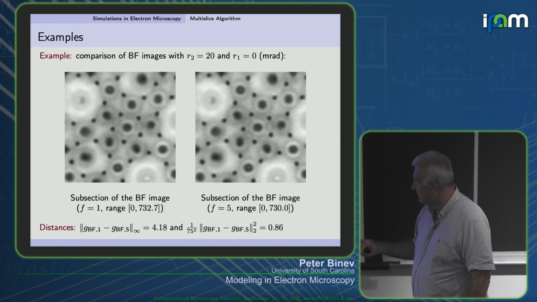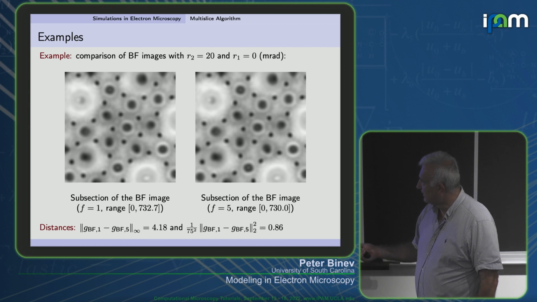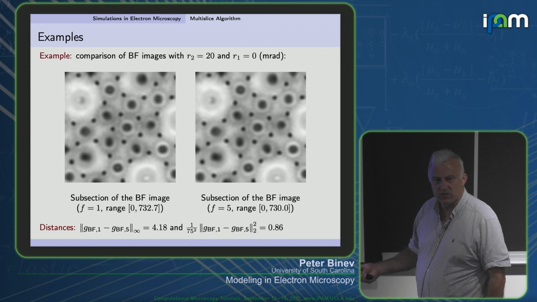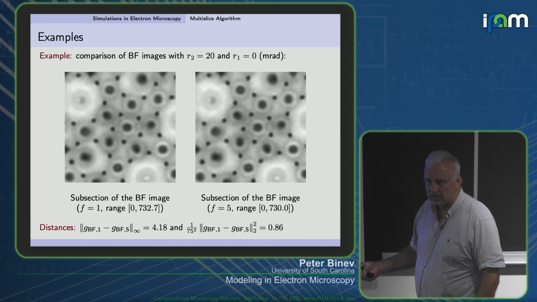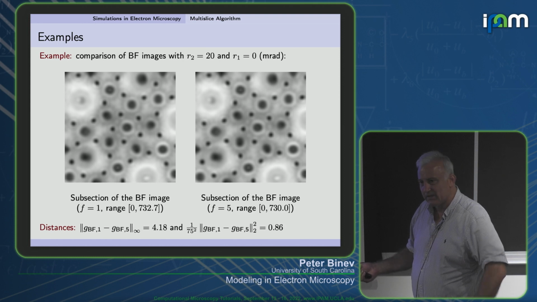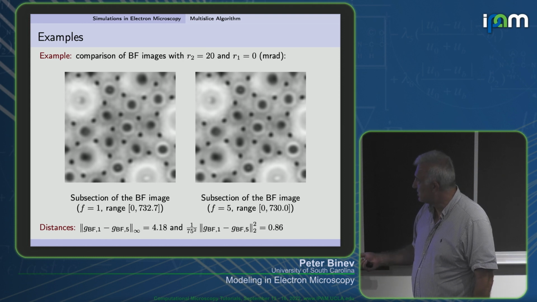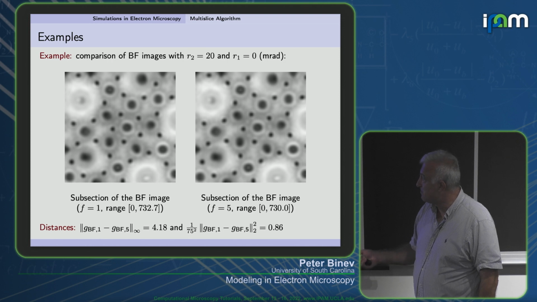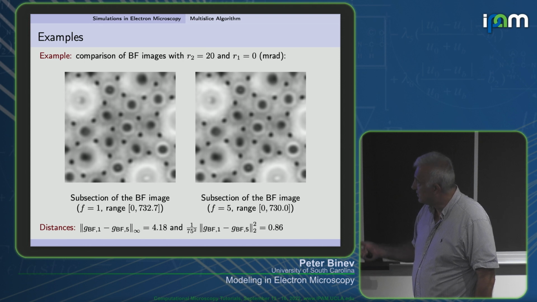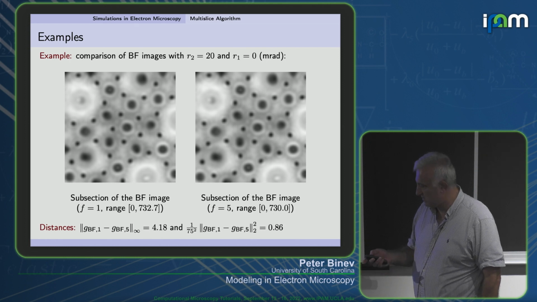So this is for different f, this is f equals 5. It is on the limit of where it is used. And then in bright field, you see that the image is almost the same. The error is not that big. There are small differences here and there, but everything is fine.